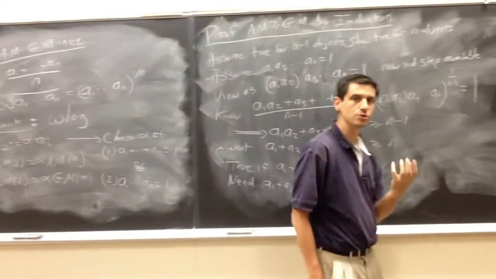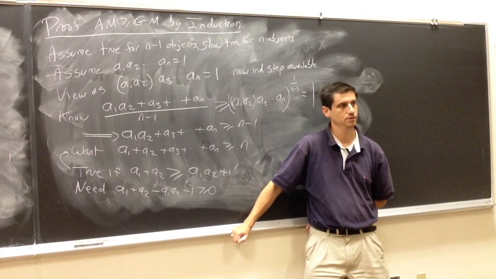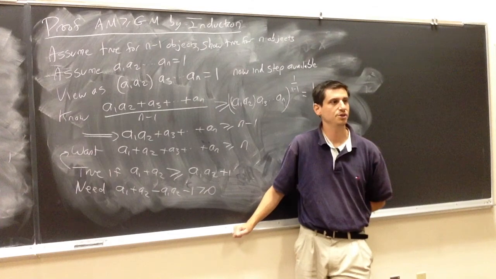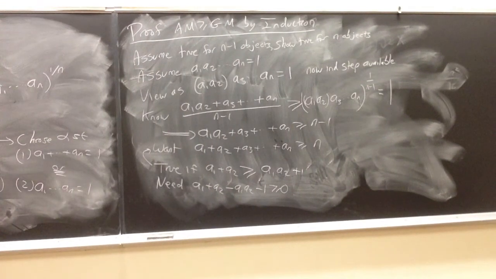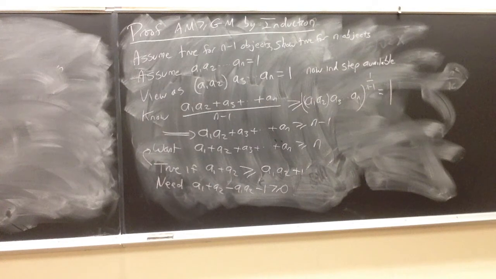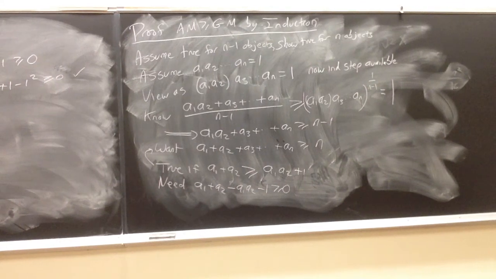We've made some simplifications. We've assumed the product of the a's is equal to 1. Do I know anything about a1 and a2? What would be the simplest possibility for us? Let's try to get a sense of, do we think this is true? What would be the simplest possibility for a1 and a2? They're both 1. So we need a1 plus a2 minus a1 a2 minus 1 to be greater than or equal to 0. If both are 1, we're OK. We get 1 plus 1 minus 1 squared, which is greater than or equal to 0. So we at least have hope.